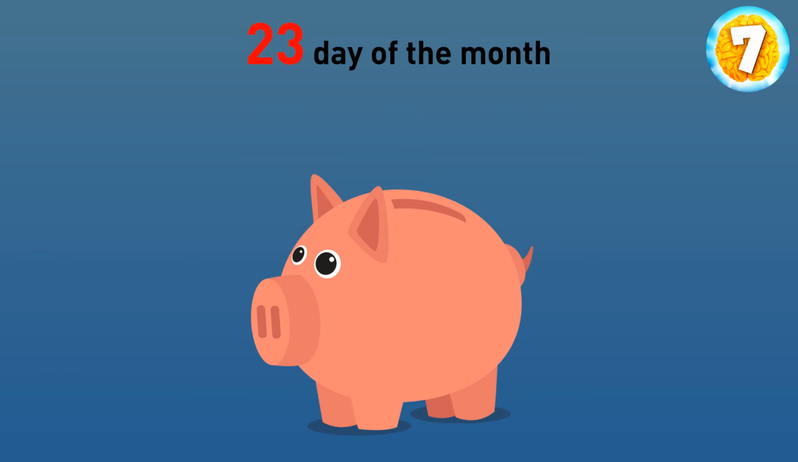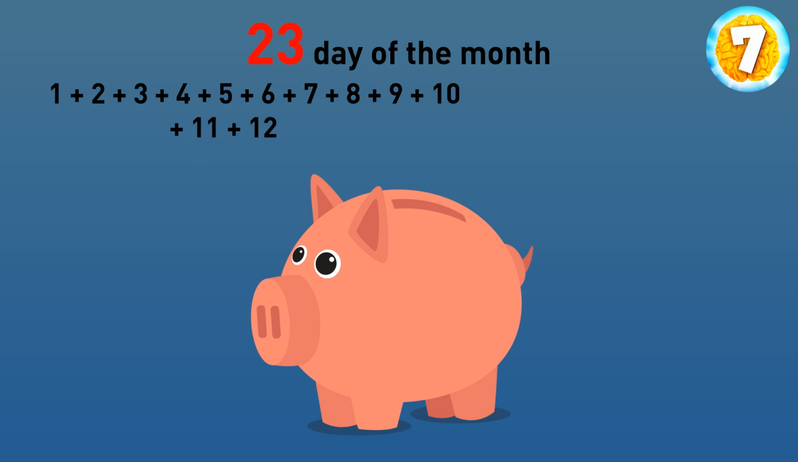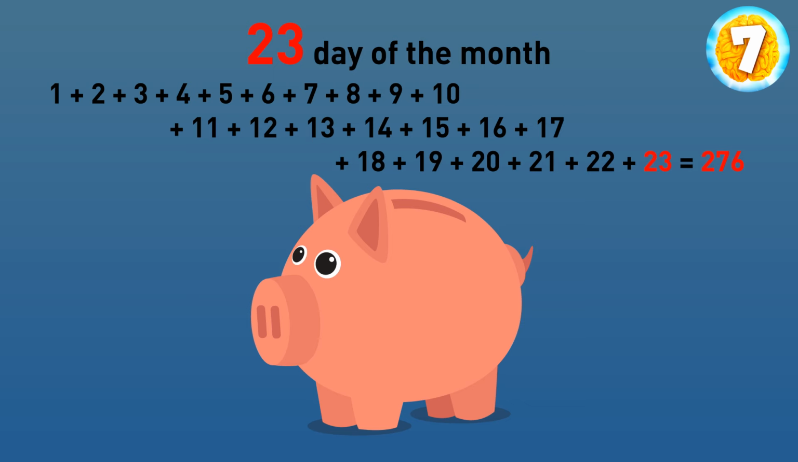Shelley's birthday is on the 23rd day of the month. The easiest way to crack this riddle without engaging in any formula would be to simply add the numbers until we get 276. It will happen on the 23rd day.